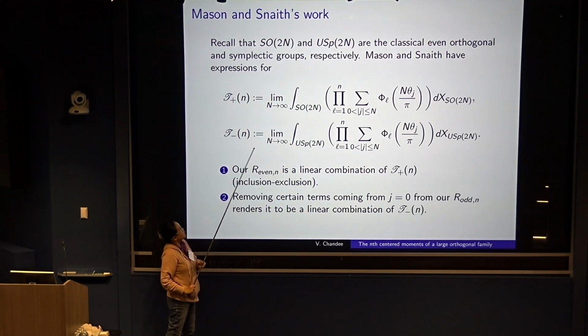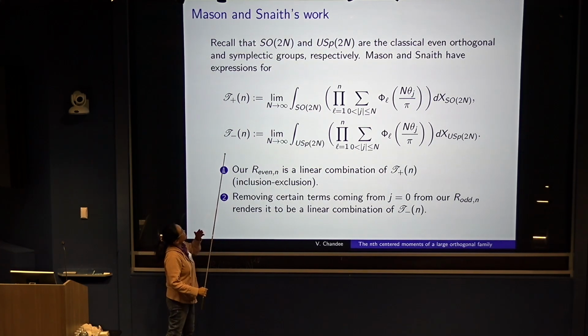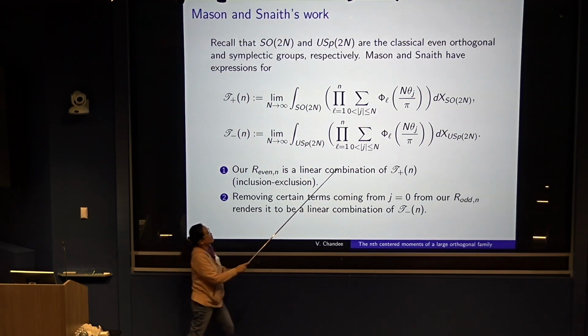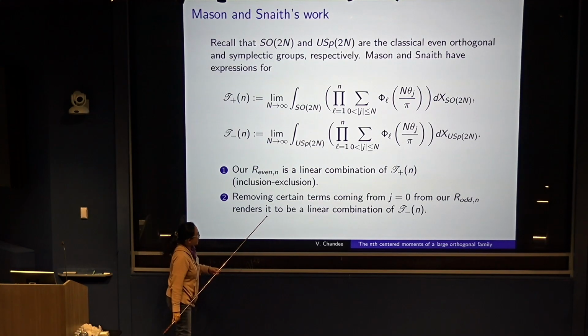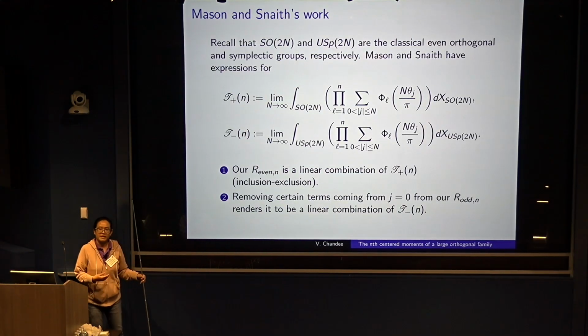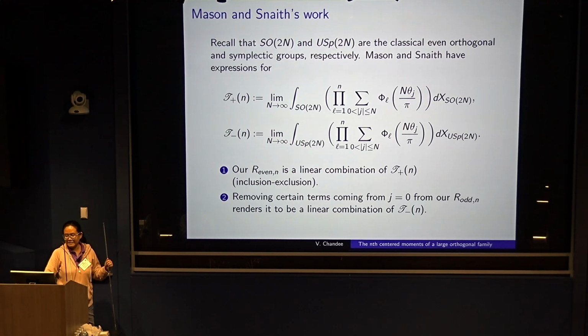So for odd orthogonal, it turned out that it is really the same as the symplectic group here, except the symplectic group has an index that starts just from 1. They don't have the j equal to 0 term, but the odd orthogonal has the j equal to 0 term there. So when we remove the j equal to 0 term, we have that R odd is basically a linear combination of the symplectic group. So we work with this combination there. All right.